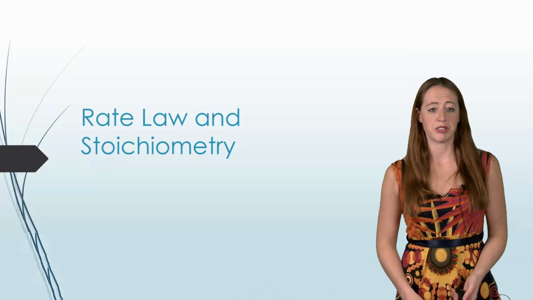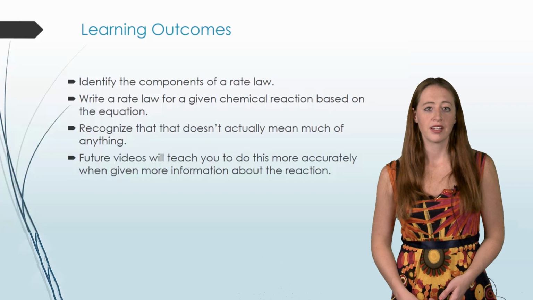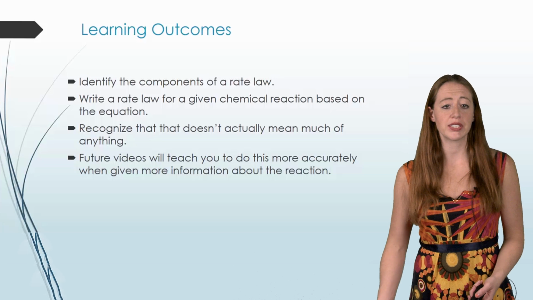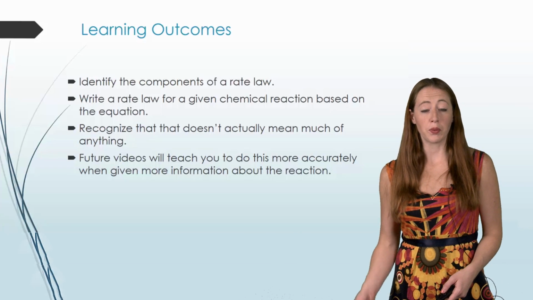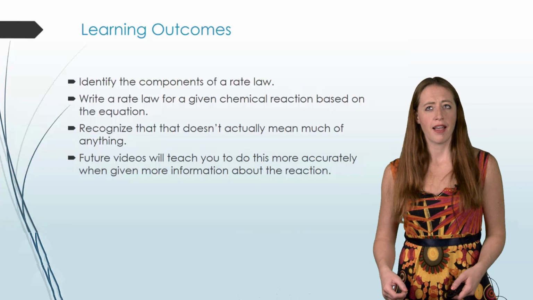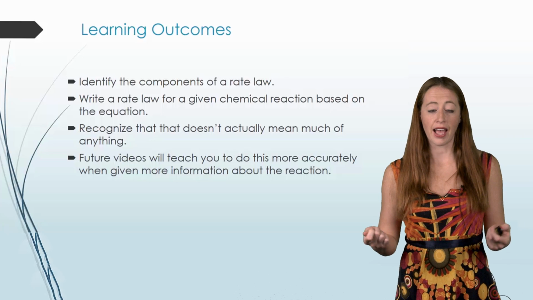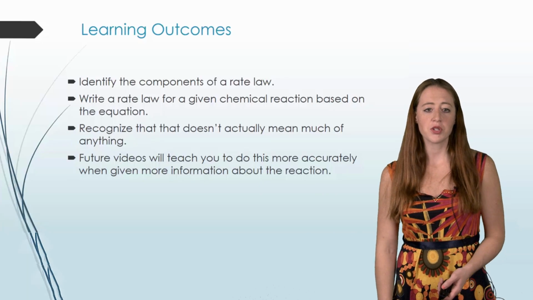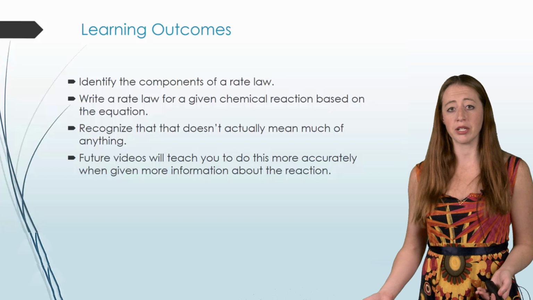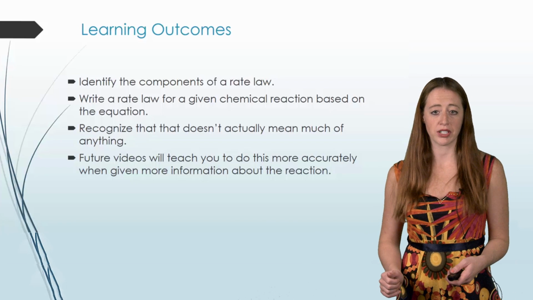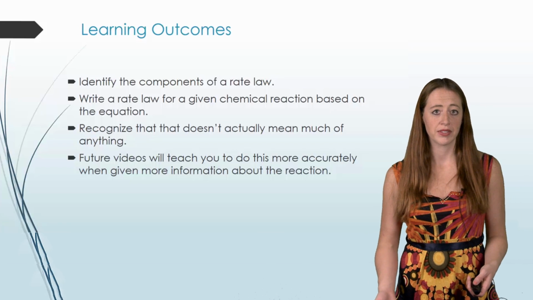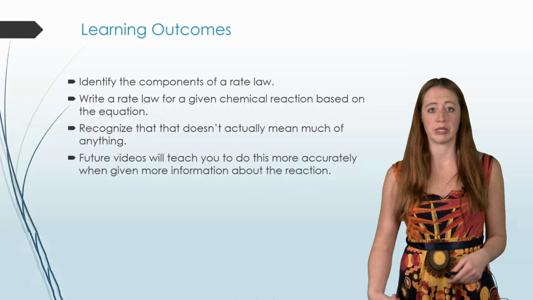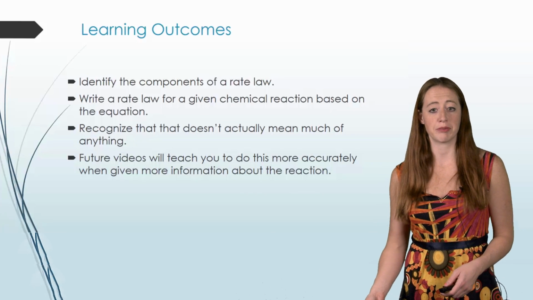Rate law and stoichiometry. In this video, we're going to be looking at the components of a rate law and learning how to write them. Right now, we'll just be learning how to write them in the least accurate way, actually, and we'll slowly build to the most accurate way. So we're going to look at a chemical equation, look at the stoichiometric coefficients, and write a rate law. And then in future videos, we'll learn how to make this more accurate based on either a reaction mechanism or based on experimental data.